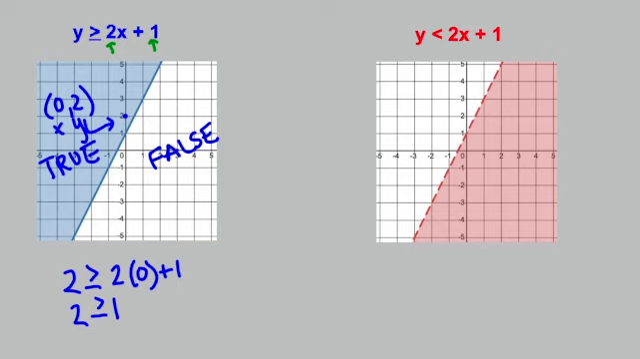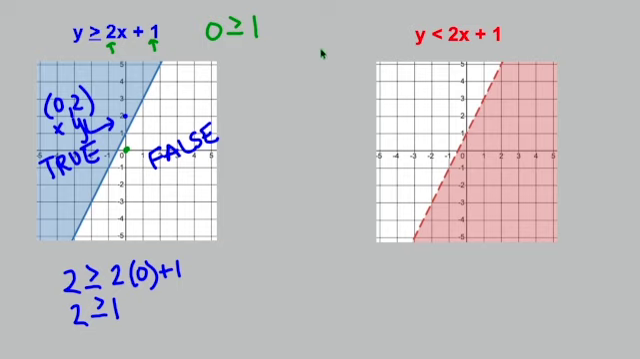I'll just do that one really quickly here. I'm going to pick an easy point to deal with. I'm going to pick (0, 0) right here. If I plug in a 0 for y, I get 0 greater than or equal to 2 times 0, because x is 0 here. 2 times 0 is 0, plus 1. As we know, 0 is not greater than or equal to 1. So any point over here makes the equation false.